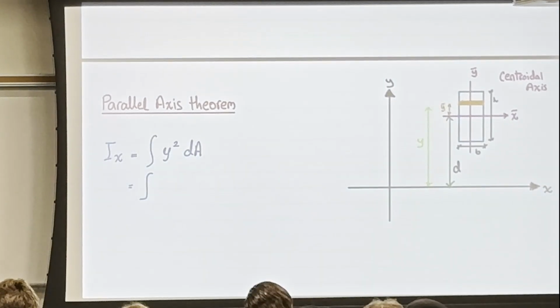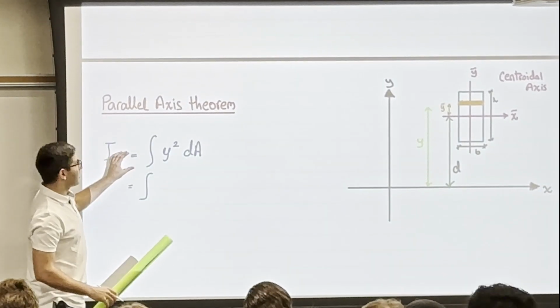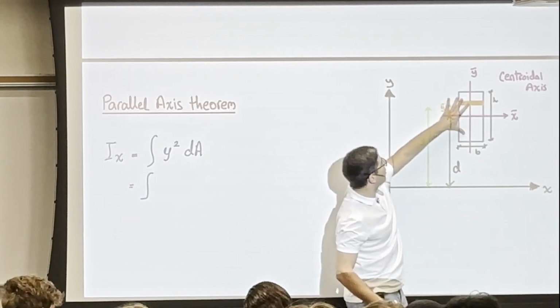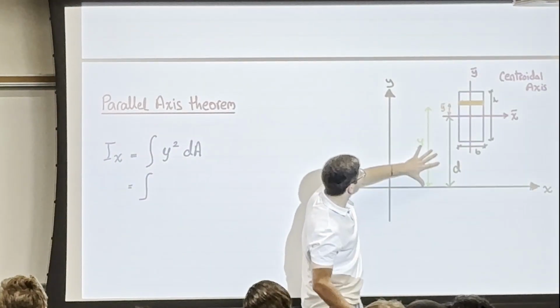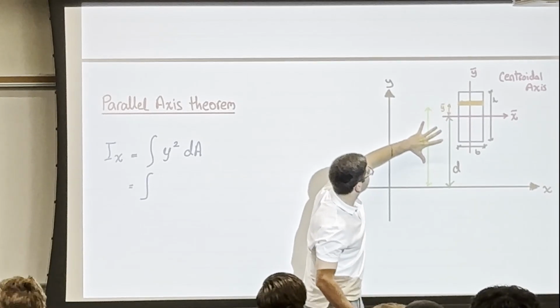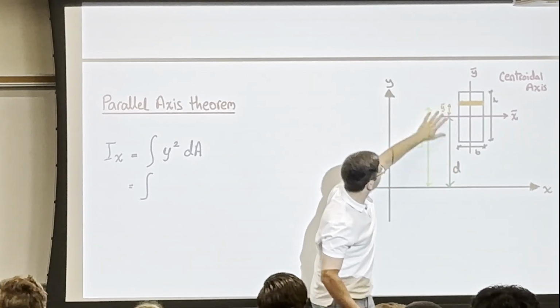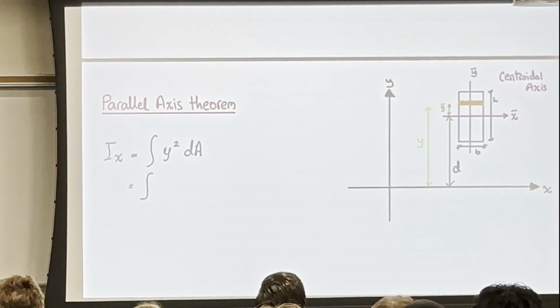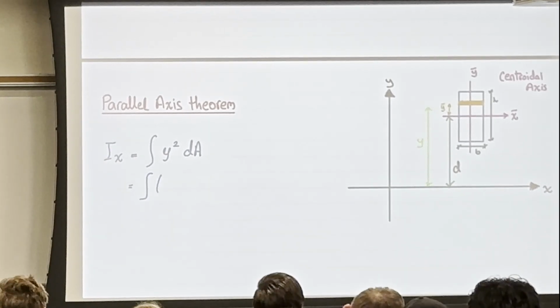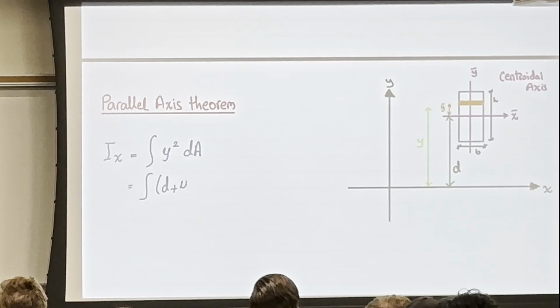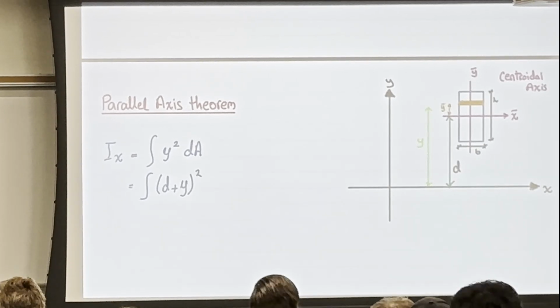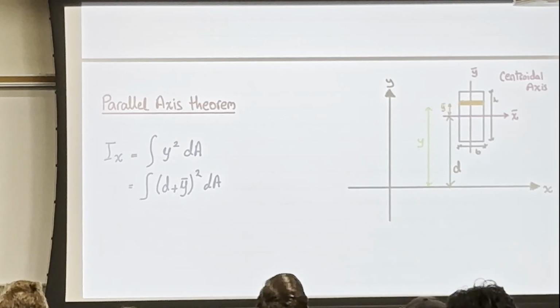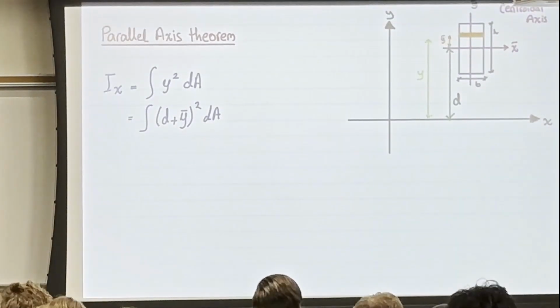Okay, because I want to find the moment of inertia of this shape now around x. So that's why I'm taking that y. So that y is equal to d plus y bar. Do you all see it? Okay. So now y is equal to d plus y bar, and the whole thing is going to be squared. Okay? Let's break this equation.